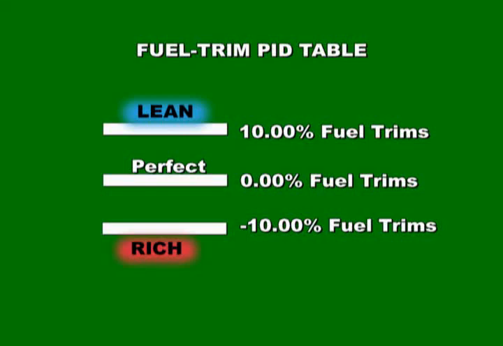Fuel trims are also used to test the O2 sensor. This PID on the scanner works as follows. If it is above 10%, then your problem is a lean condition. If fuel trims are below -10%, then you have a rich condition.